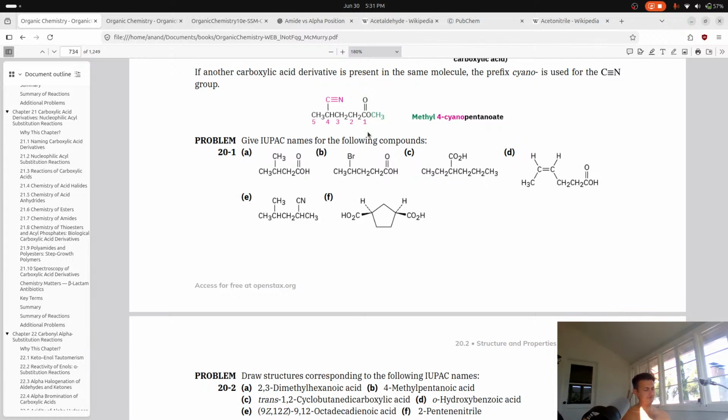Wait, 3-methylbutanoic acid. Okay, so that's A, 3-methylbutanoic acid. So F, cis 1,3-cyclopentane. And when it's attached to the ring, you just add dicarboxylic acid onto it, right?